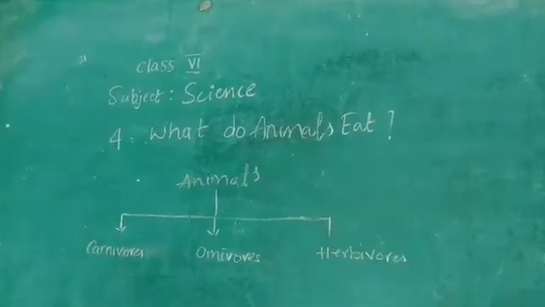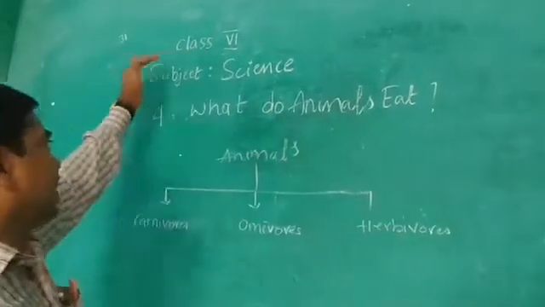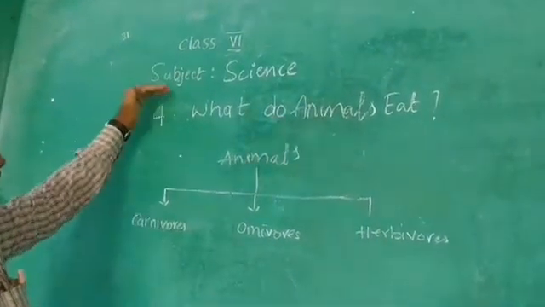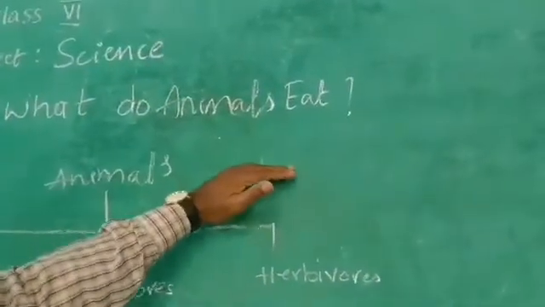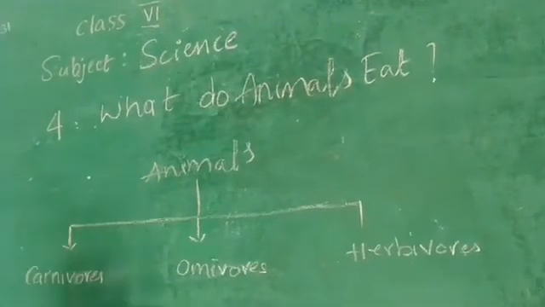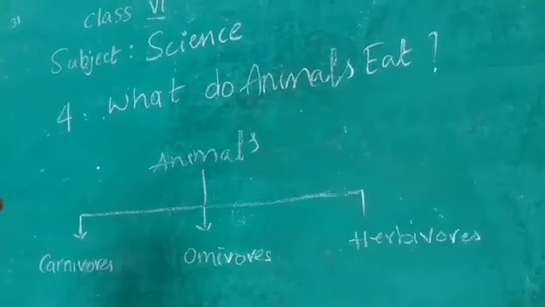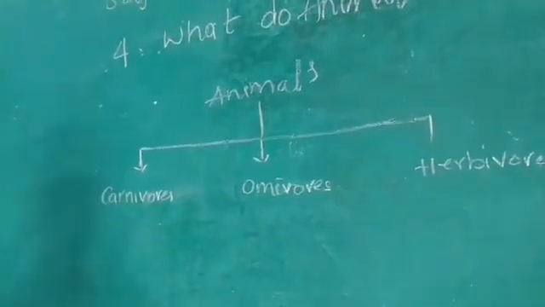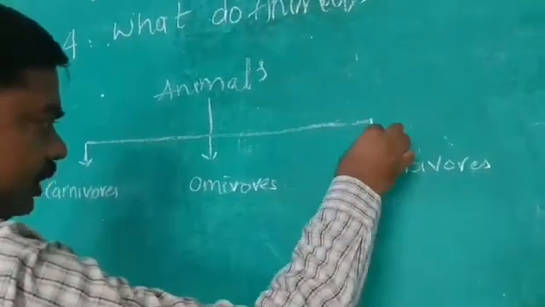Good morning, children. Today we are going to discuss the class 6th subject, science. What do animals eat? In the last class you saw the different animals you have written in the column. Among these animals, what are the carnivorous animals? What are the omnivorous? What are the herbivorous?